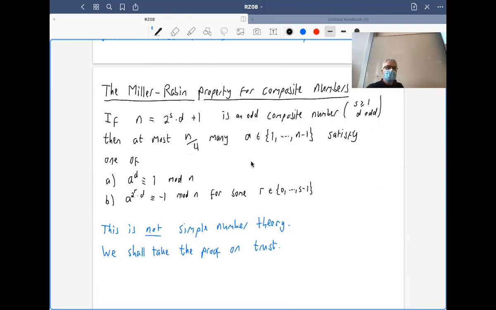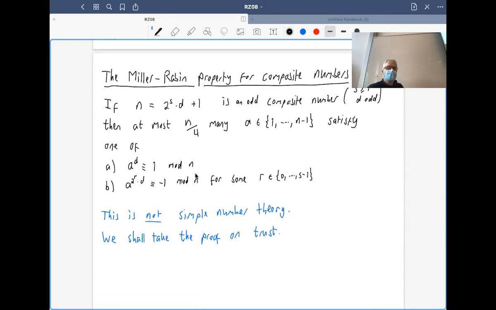Then we can still consider the property. This will not hold for every a from 1 to n-1. We crucially used the fact that p was prime before to show that it holds for every a in the case that p is prime. But if it's a composite number, we can still consider the property for an a when it satisfies one of those two properties: either a to the d is congruent to 1 modulo n, or for some r between 0 and strictly smaller than s, a to the 2 to the power of r times d is congruent to -1 modulo n.